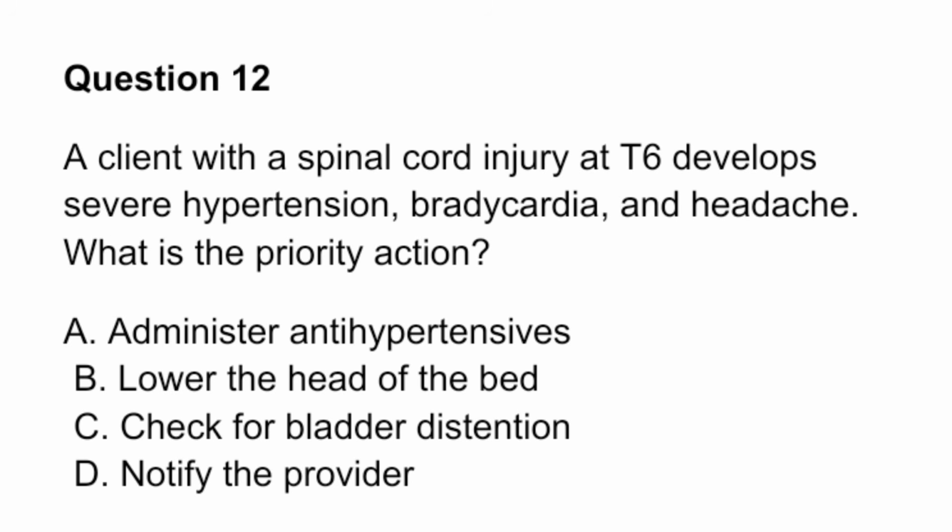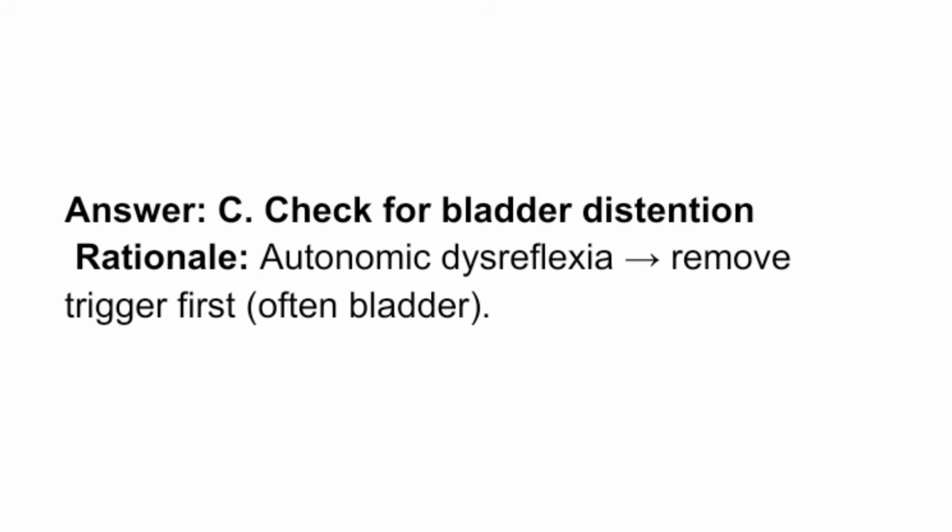Question 12. A client with a spinal cord injury at T6 develops severe hypertension, bradycardia, and headache. What is the priority action? A. Administer antihypertensives. B. Lower the head of the bed. C. Check for bladder distension. D. Notify the provider. Answer C. Check for bladder distension. Rationale: autonomic dysreflexia. Remove trigger first, often bladder.